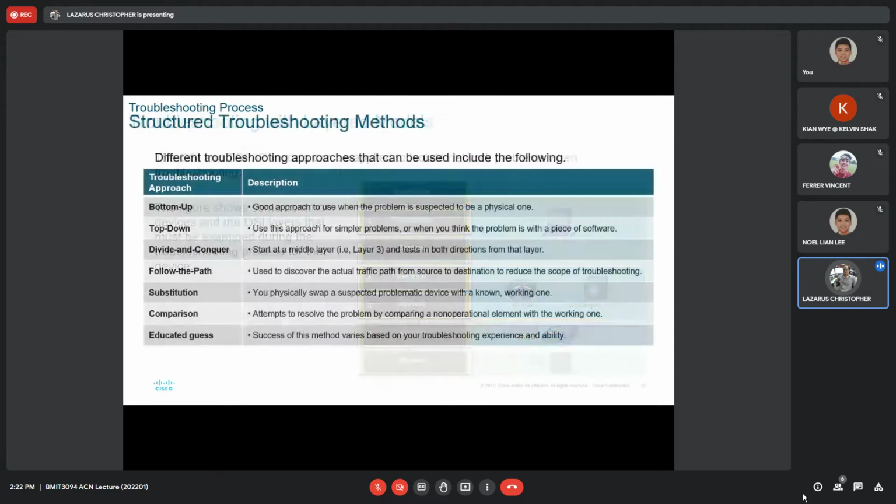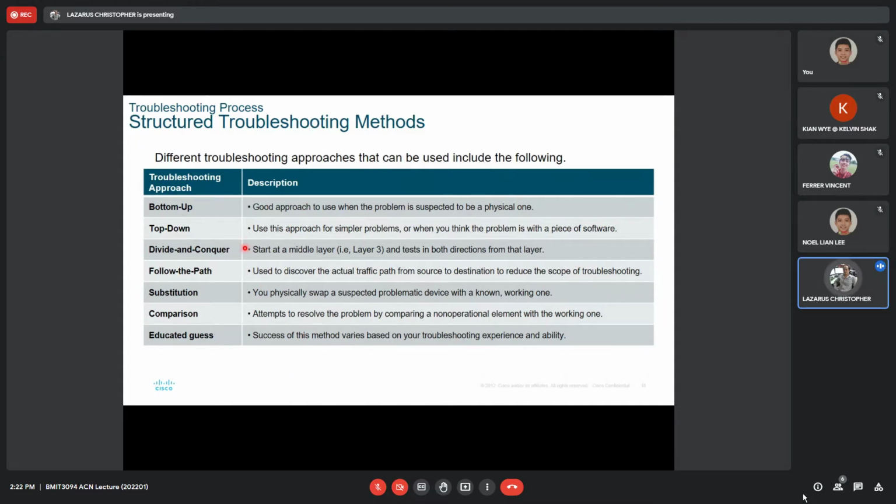So you can do this bottom up, from the bottom you go up. Okay, a good approach if you suspect it's a physical problem. That's why you start with the physical layer. Top down is if you think it's software, because the application layer is software.